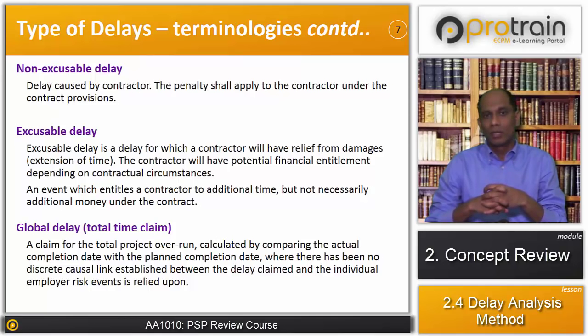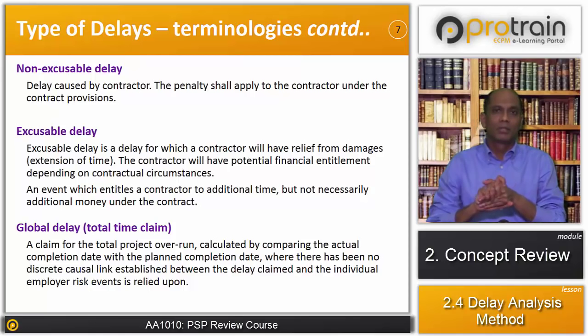Now, let's talk about what is global delay. A claim for total project overrun calculated by comparing the actual completion date with the planned completion date, where no discrete causal link has been established between the delay claimed and the individual employer risk event relied upon. Let's take an example to understand that.